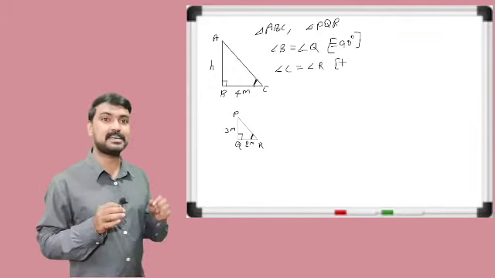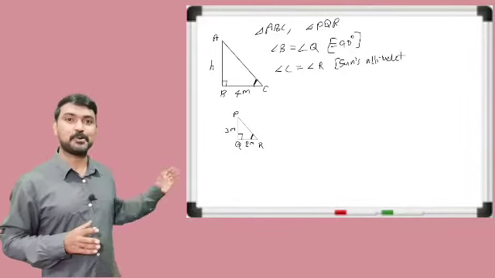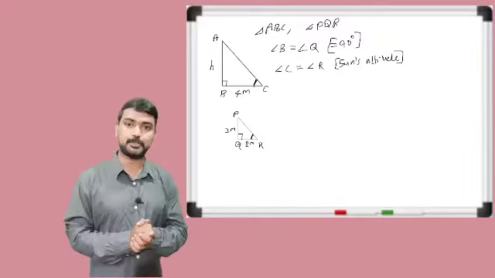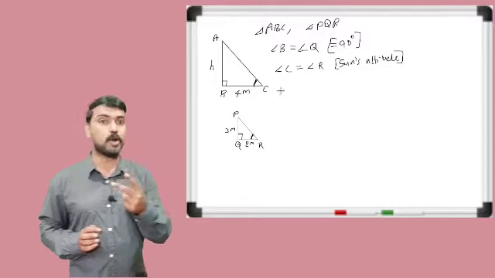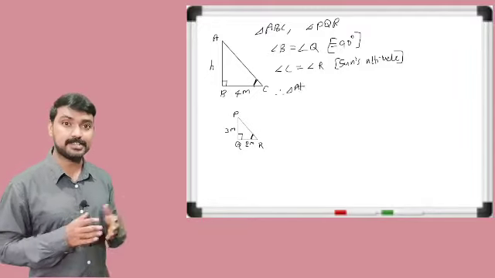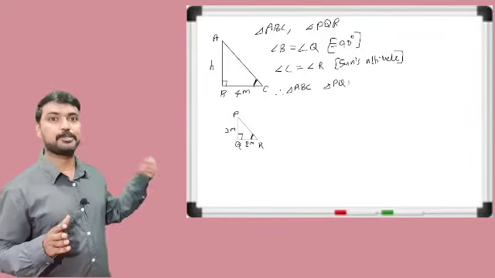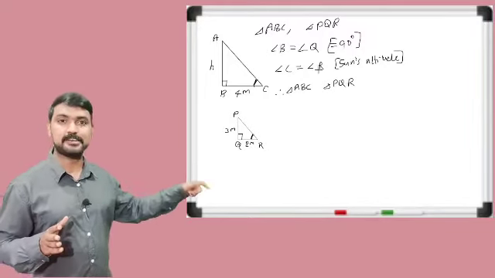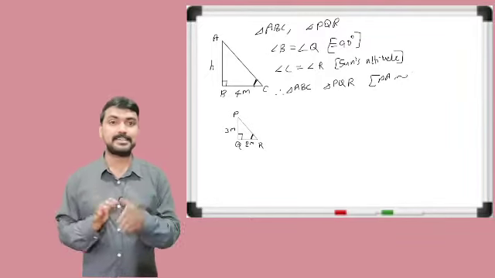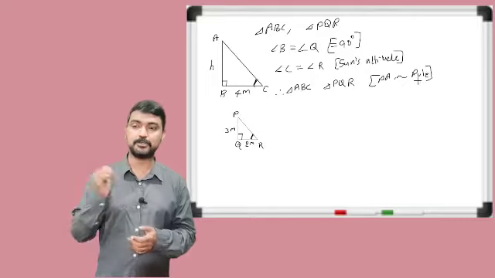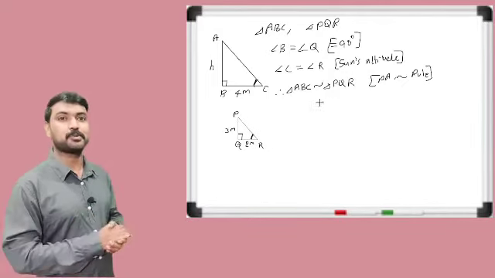Yes, the reason is that the sun's altitude makes the same angle at the same time. So angle C and angle R are equal. So two angles of triangle ABC are equal to two angles of triangle PQR. Which are the angles? Aman, will you say? Yes, angle B is equal to angle Q and angle C is equal to angle R. So by the AA similarity rule, which triangles are similar? Bismi, can you say? Triangle ABC is similar to triangle PQR.